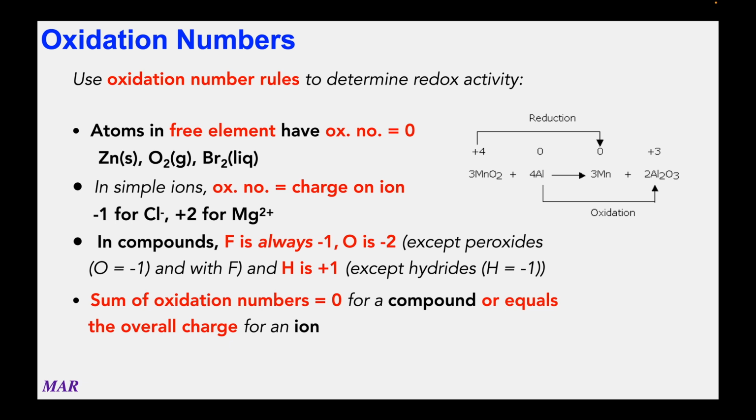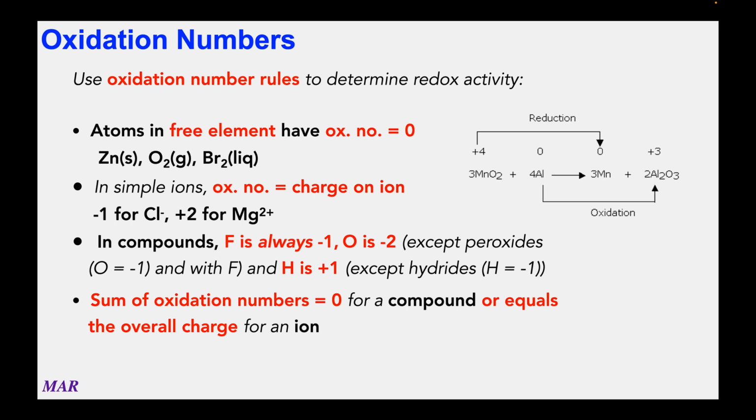And again, most of the time, the second one there says the most simple ions, the charge literally is the oxidation number. So chloride has a -1 charge. It'll have a -1 oxidation number. Magnesium 2+ would be positive 2. Aluminum 3+ would be positive 3, etc., etc.